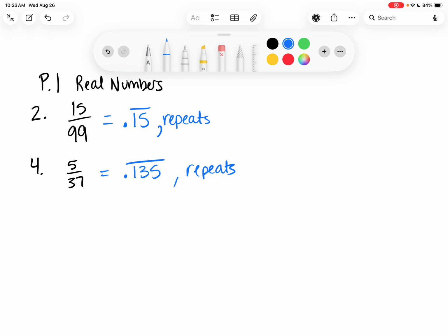How about if just one number repeats? Like, say it's 0.135 and then it's just 5 that repeats. Then you just put it over the 5, and you would still put the word repeat. Good to know. The only way it's terminating is if you get to a point where it totally stops. Like if you did 1/2, that's terminating because it's just 0.5.